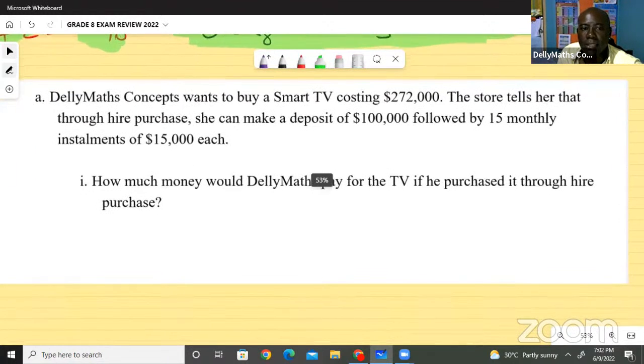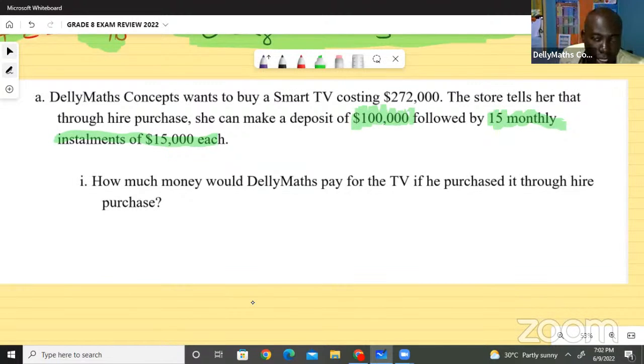All right, let us look at this question. This question says that Delimath wants to buy a smart TV and it costs 272,000. The store tells her that through hire purchase, she can make a deposit of 100,000. After that, she's going to pay 15 monthly installments of 15,000. So that is how it's going to go.